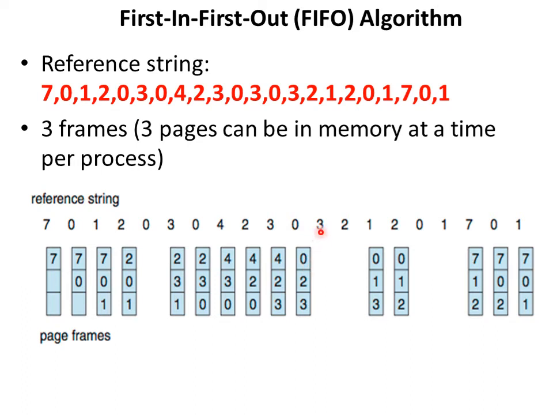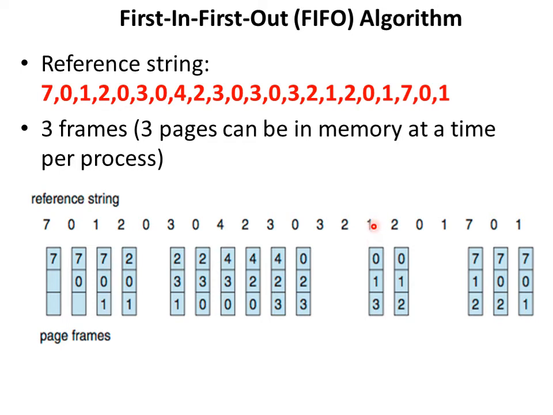Next incoming request page is 3. 3 is already there in the memory. There is no page fault. No need to redraw the box. Similarly for page 2, it is already there in the memory. So there is no page fault. No need to draw the box.